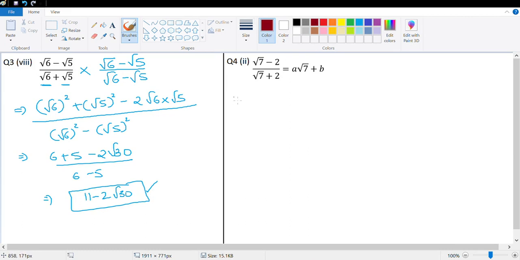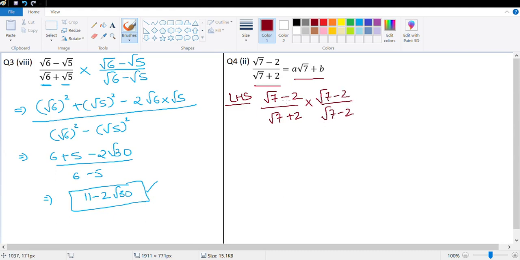It says find the value of a and b in each of the following. So on the left hand side we have numbers which are irrational. So let's rationalize the left hand side and maybe we'll be able to figure out what a and b are. So let's work with LHS, and what we have is root 7 minus 2 upon root 7 plus 2. To rationalize, I will have to multiply it with root 7 minus 2 and divide by root 7 minus 2.